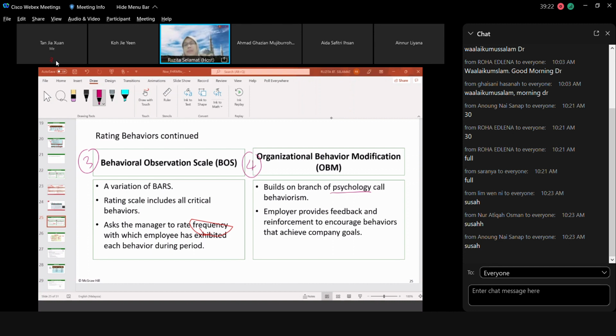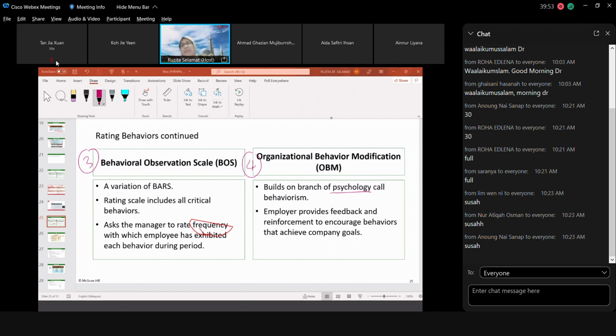So this OBM is a very slow, very soft approach with a slow result, trying to help people by creating awareness that what they are doing is not good enough, and they should change to a better version of themselves in terms of their behavior. Right? Let's say someone who frequently comes late to work.